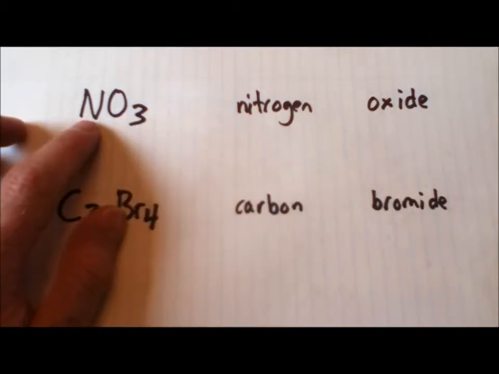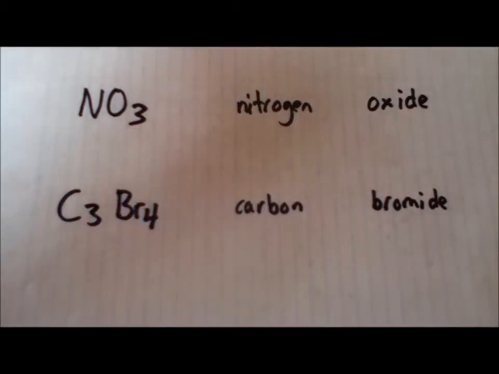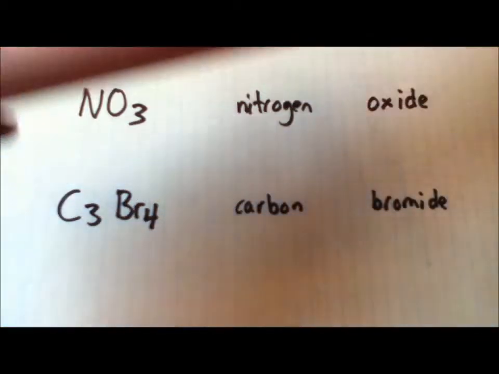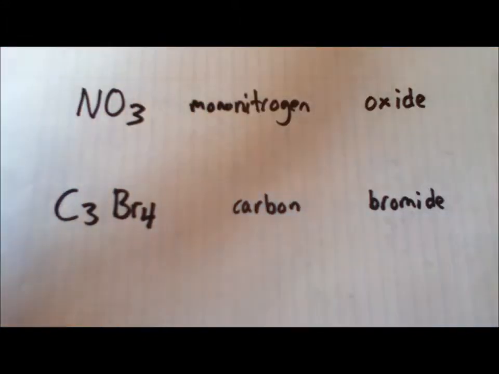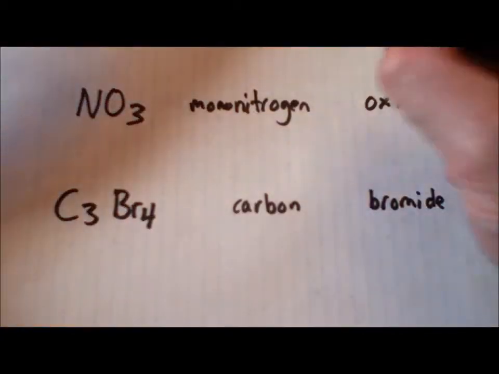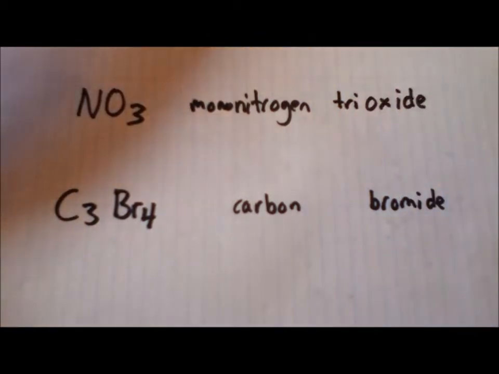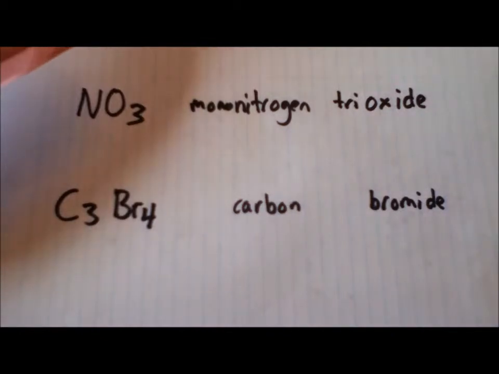We've got one nitrogen, and on the back of your periodic table, we do the second step, insert the prefixes. One right here is mono. So we've got mononitrogen, and we've got oxide, and we have three of them. Three is tri. So we have mononitrogen trioxide, and we've ended in IDE, which is the last step.